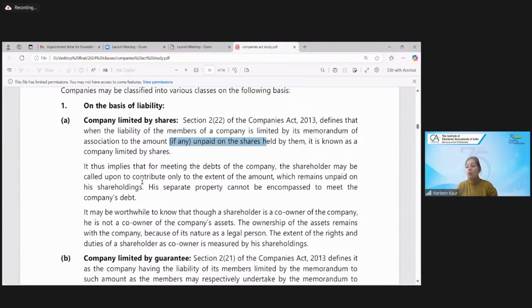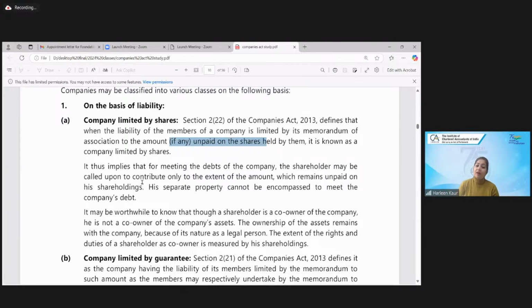How much is the amount which is unpaid on the shares? How much is the amount that is unpaid on the shares? Yes, children. Rupees 2 per share. So now, whenever the liability of the company arises, I only need to pay 5,000 into 2, that is 10,000 rupees will be required to be paid by my side. All right.